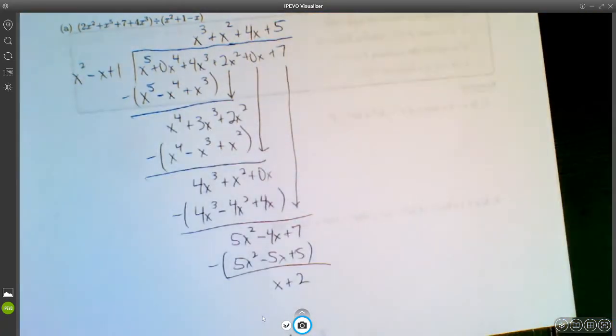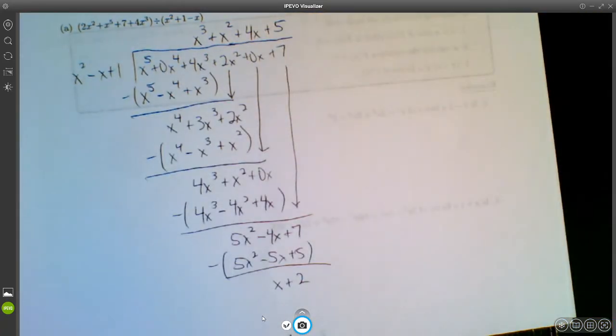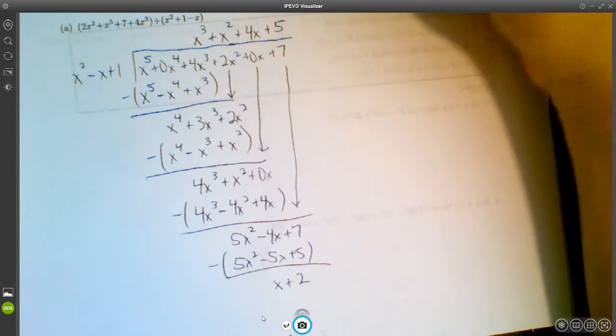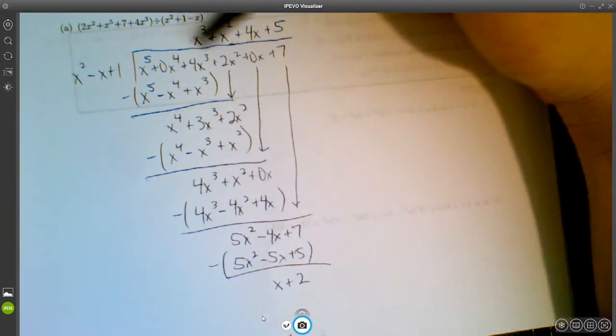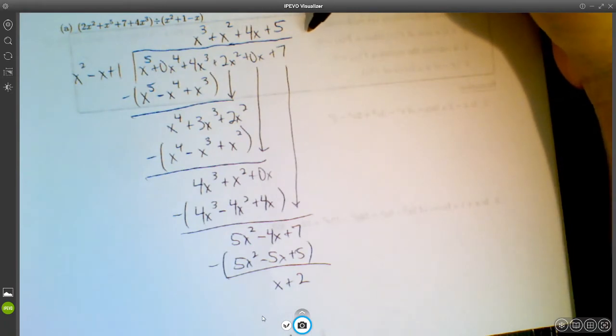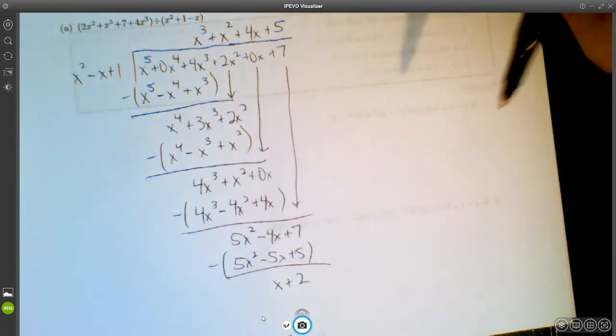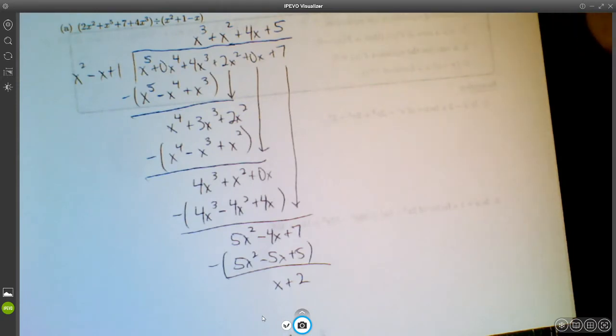Okay? So that's how long division works with polynomials. So we would say the quotient is x cubed plus x squared plus 4x plus 5, and the remainder is x plus 2. Okay? Let's do another one.